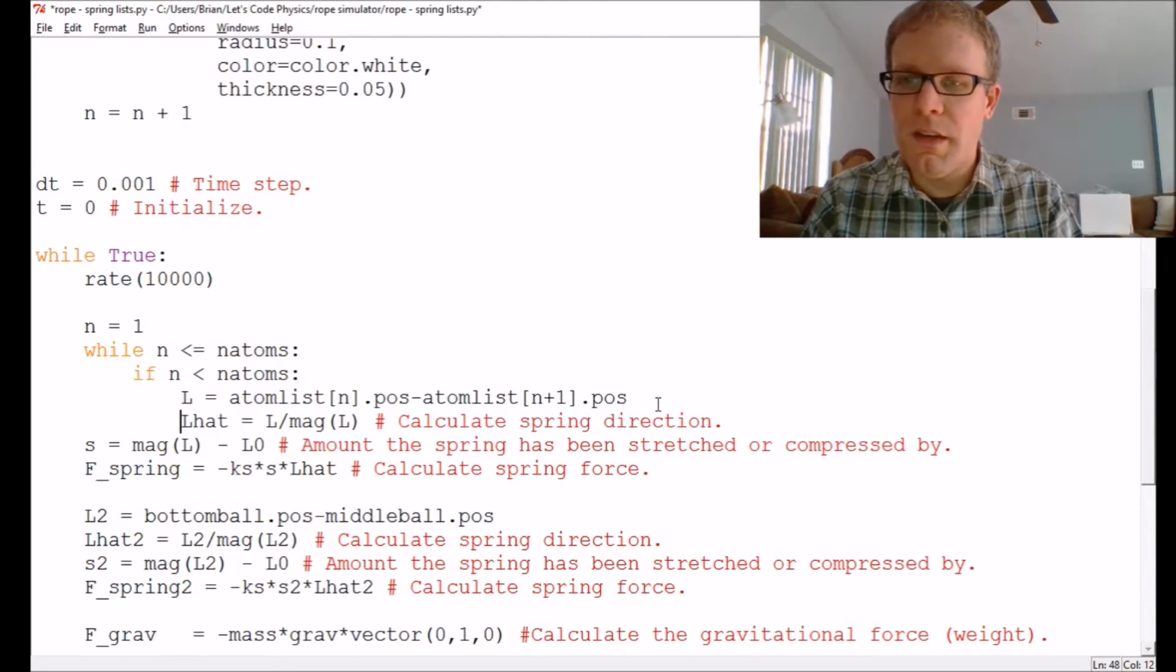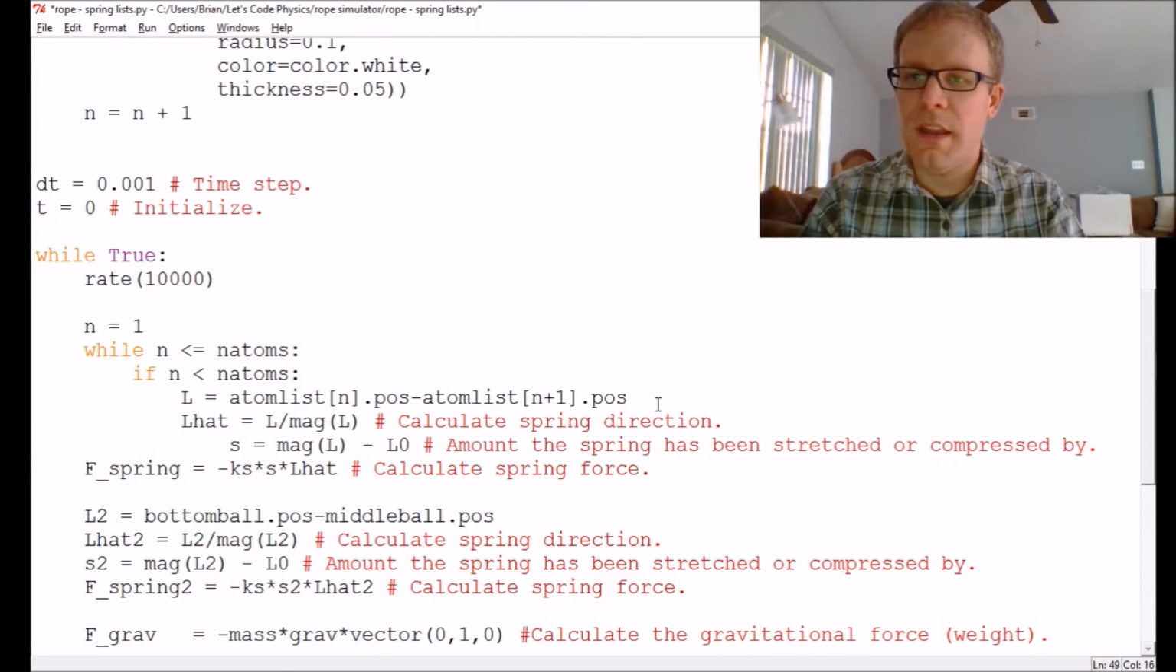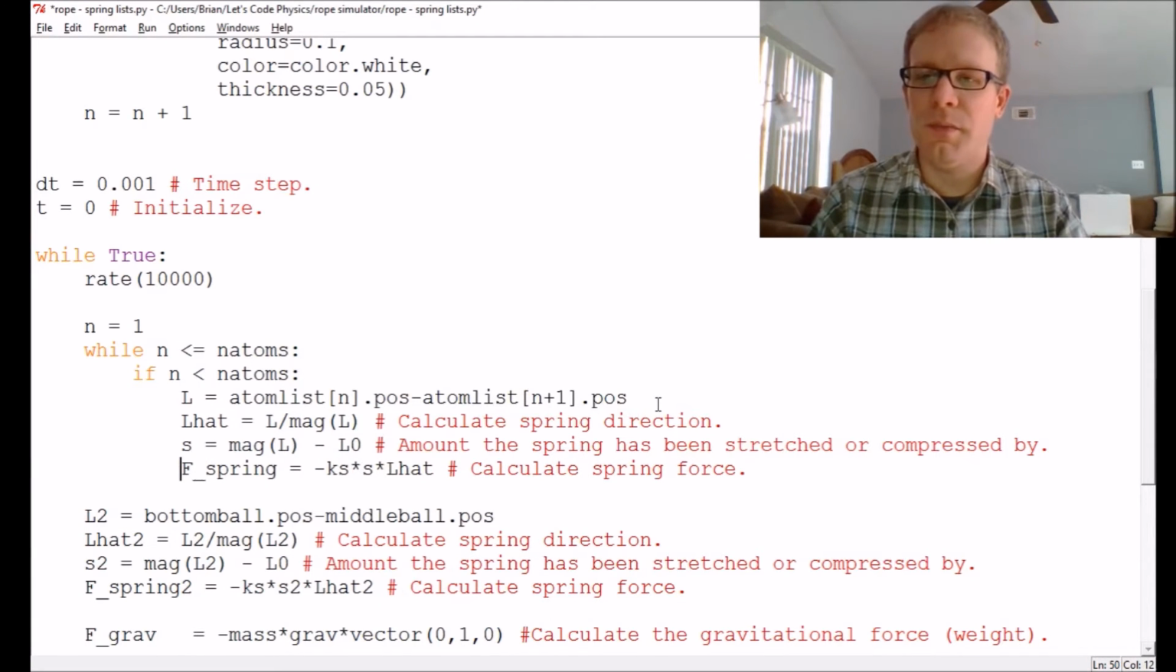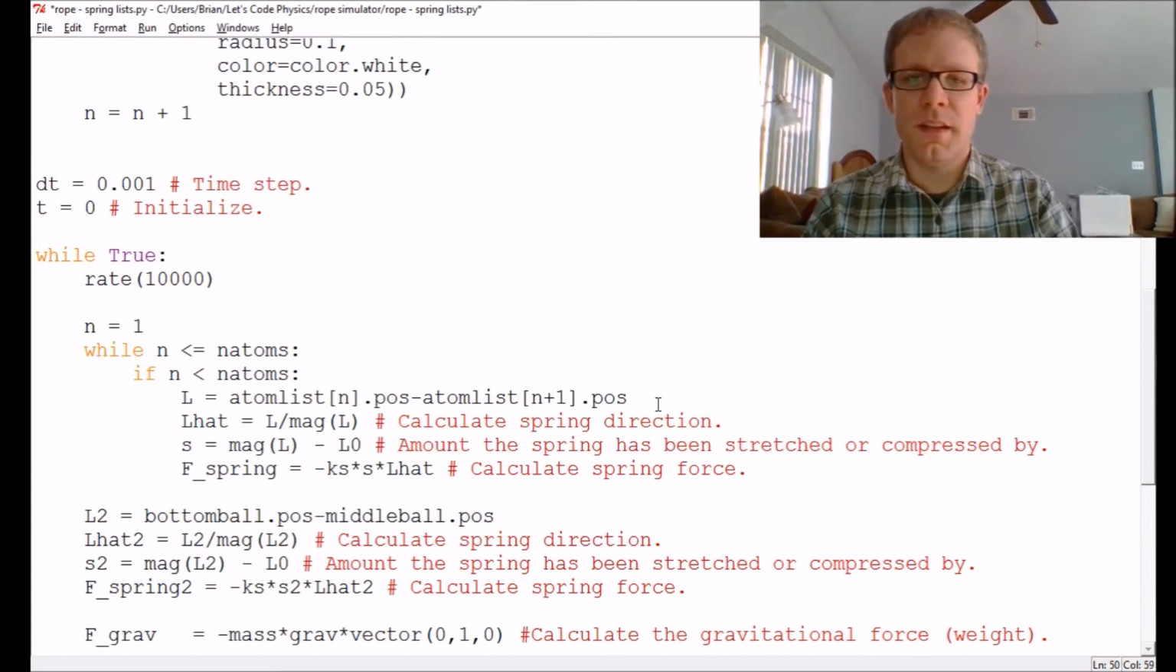Then we'll do the same thing here, calculating the L hat. We'll do the same thing here, calculating S. And then we'll do the same thing here, calculating F spring. So negative Ks times S times L hat.